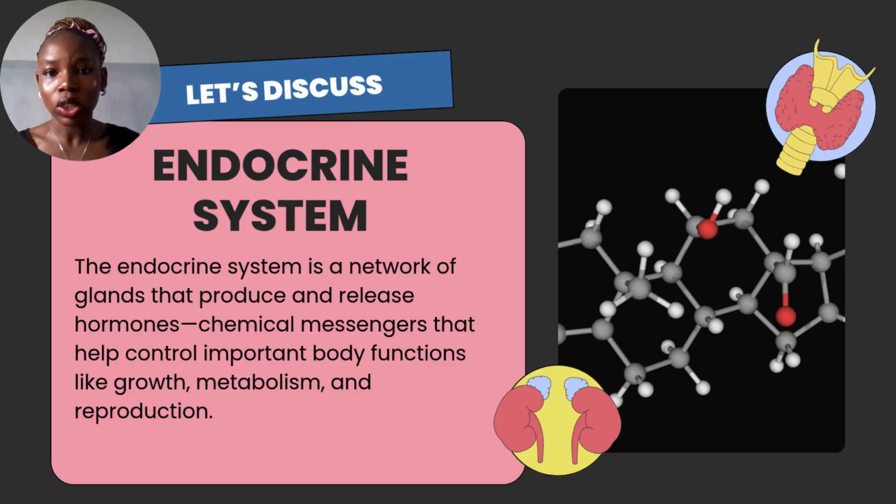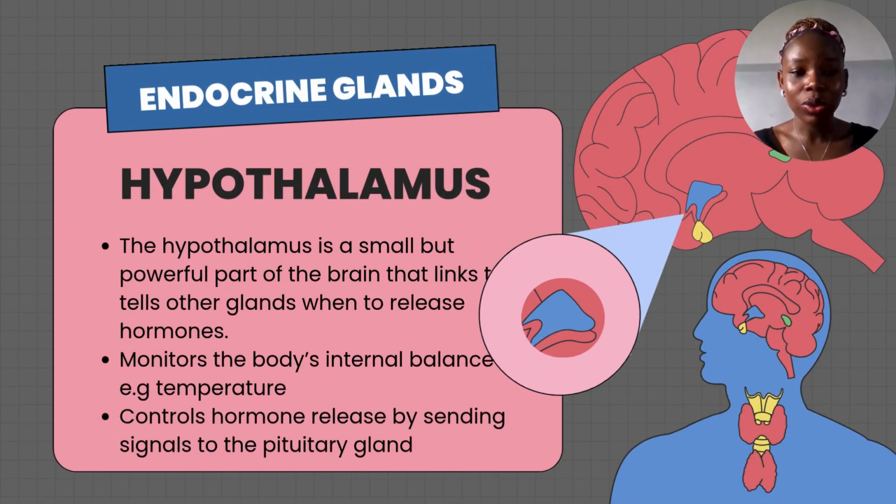Now we are going to take a look at different kinds of animal hormones. The first hormone we are going to consider is the hypothalamus. The hypothalamus is a small but powerful part of the brain and it tells other organs when to release hormones. This hypothalamus also helps to maintain the body's internal balance, that is the body temperature, and it controls hormones by helping them to release signals to the pituitary gland.